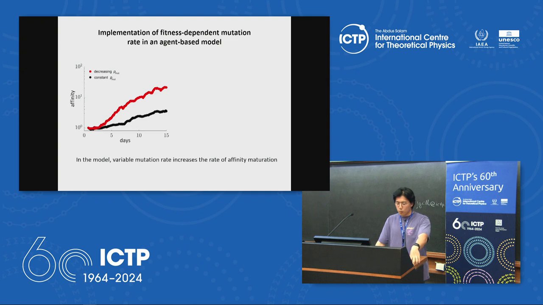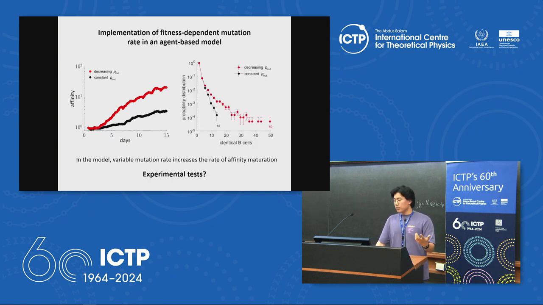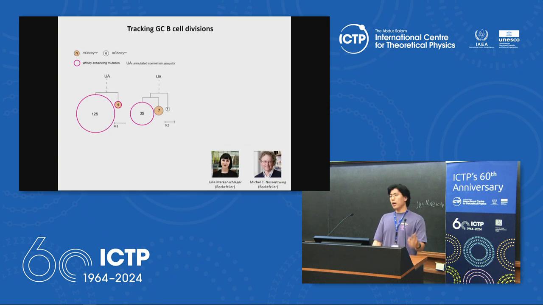So as it turns out, one characteristic thing you observe with this decreasing mutation rate model is this long tail if you take a probability distribution of the size of identical B cell populations. Because you're allowing these low mutation fast bursts of B cells, you expect to see a lot of large identical B cell populations. And that's how you get this long tail compared to the constant mutation rate case.